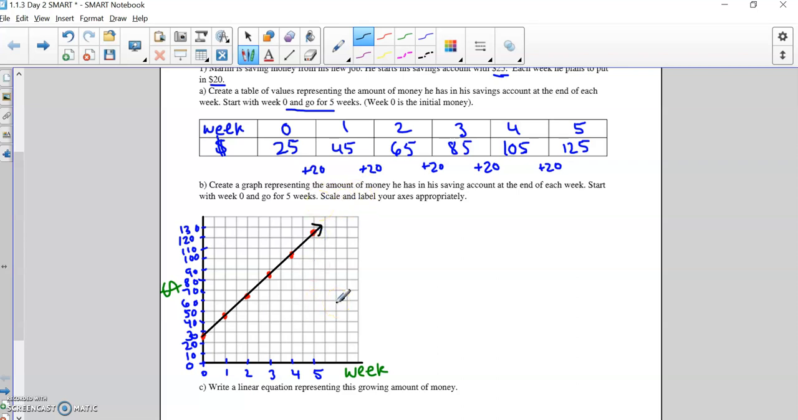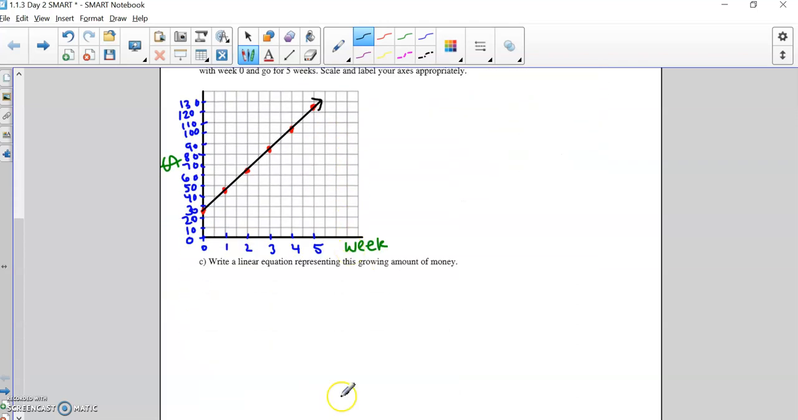All right, so now we have our table, we have our graph. The last piece is our equation. Now, linear equations are most commonly found in slope-intercept form, which is y equals mx plus b. I'm sure you guys have heard that many, many times in your Algebra 1 classes.